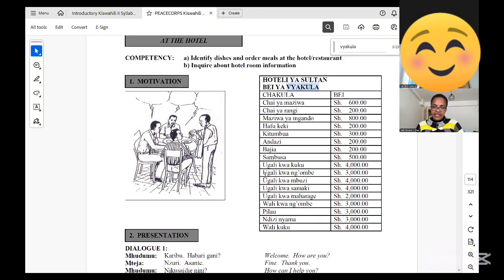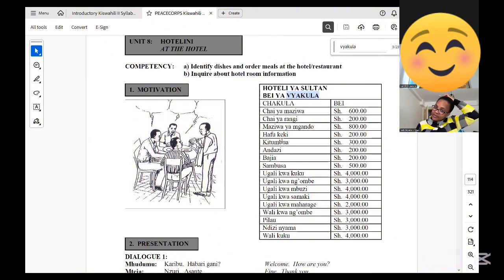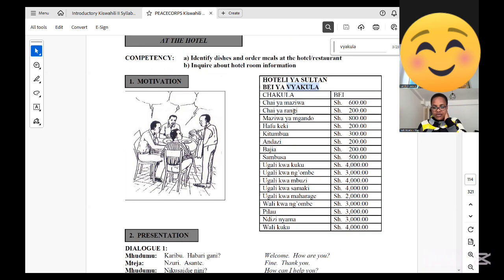Sawa. Sasa before going to the hotel, you can read the menu. Literally a menu, but the foods that are available in Sultan's hotel. Hoteli ya Sultan. Ebu soma tu, just read and let's see. Remember bei? Price of the food. Soma sasa.